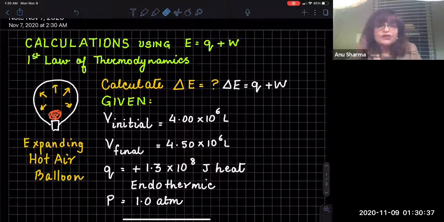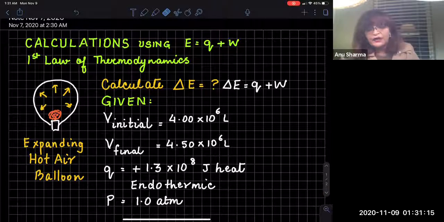So we have the initial volume of the balloon, which was 4.00 × 10^6 liters, and then we have the final volume, which is 4.50 × 10^6 liters. We are asked to calculate the ΔE value, which is the change in energy. The amount of heat that is given to this balloon, to the gas in other words, as it expands is positive 1.3 × 10^8 joules of heat. And since it is a positive number, it means it's absorbing, obviously it's getting heated up. So that is an endothermic reaction. And all this is happening at 1 atmospheric pressure.